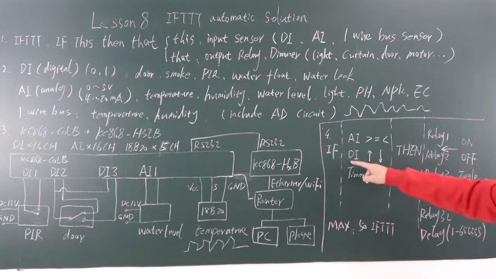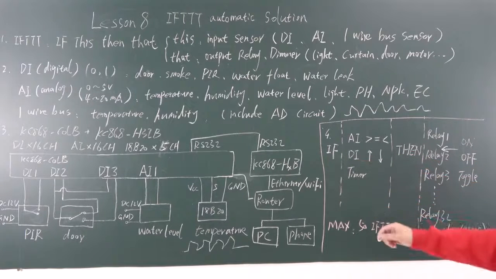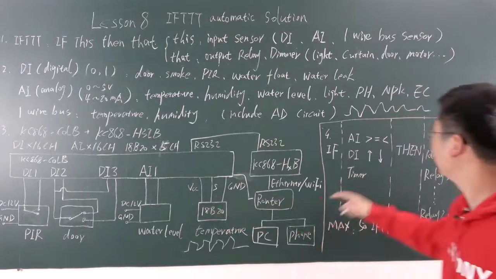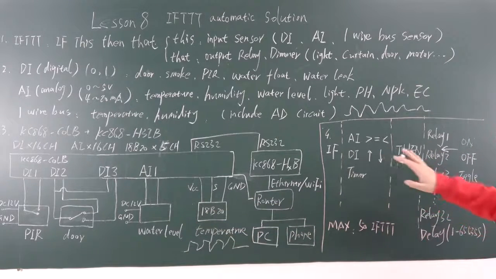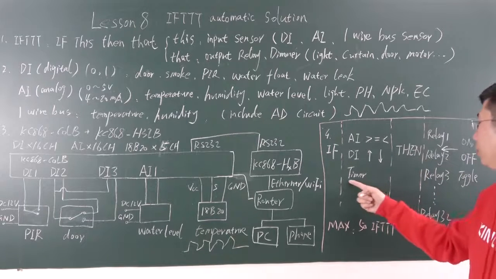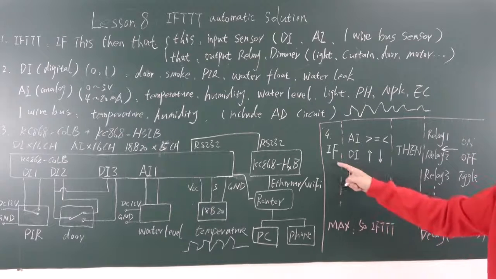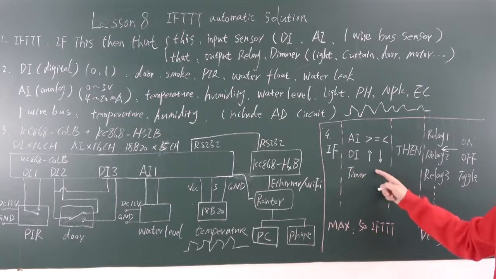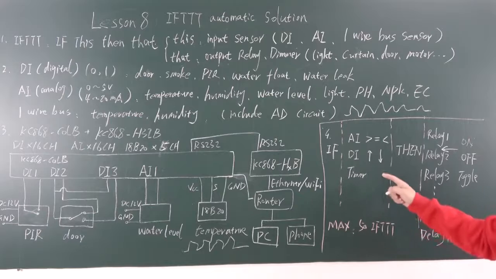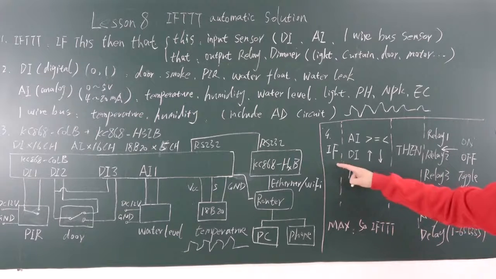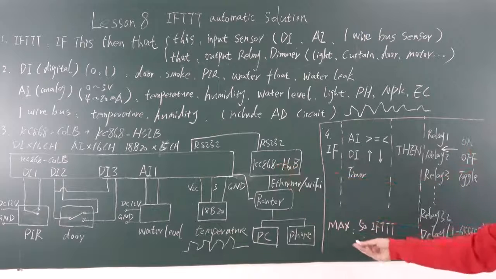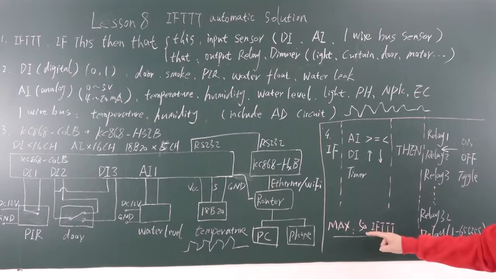And you can also choose the DI digital input, for example when the PIR sensor is up or down, or when a switch panel button is up or down, and then choose the command that runs. And this is for the timer, such as if the time is 7 p.m. or if the time is 8 a.m., then you can make some relays work. So we call this the IFTTT command. The COLB supports a maximum of 50 IFTTT commands.